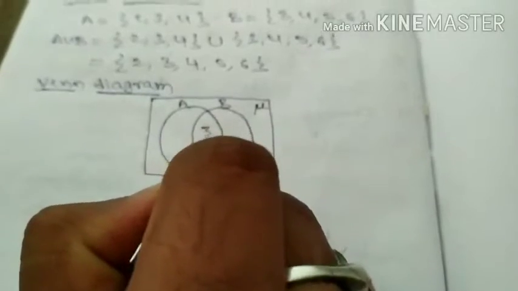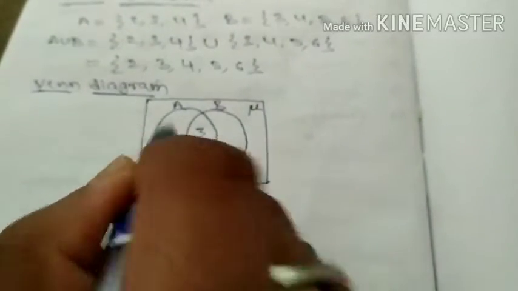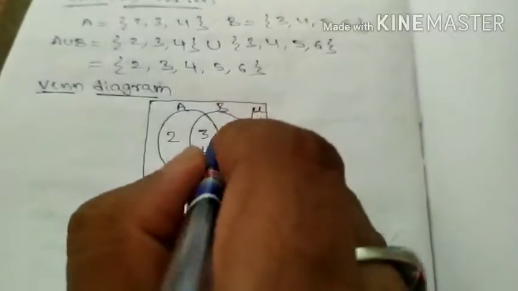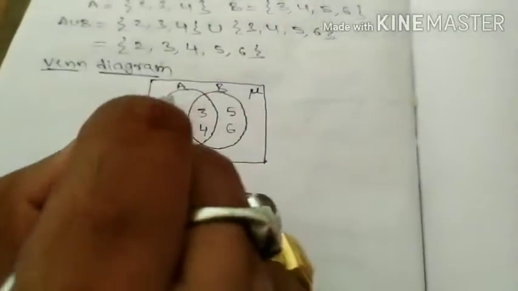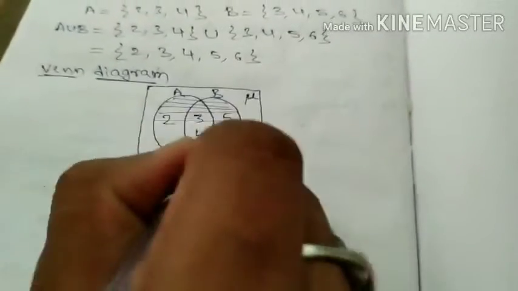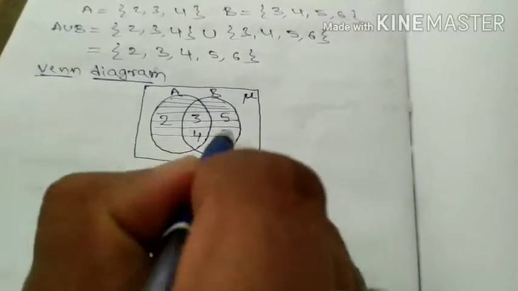3, 4. Here write 3, 4. Next, the remaining element in the first set is 2, and in the second set the remaining elements are 5, 6. Union means full, A and B total elements. So that's why you have to shade like this. Full A, B fully shaded.